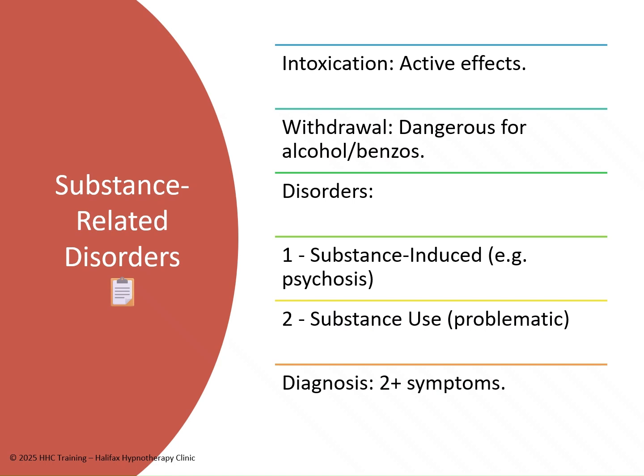Diagnosing a substance use disorder. A substance use disorder is identified by looking for 3 key indicators: problematic use, withdrawal, and tolerance. The presence of just 2 or more criteria can be enough for a diagnosis.